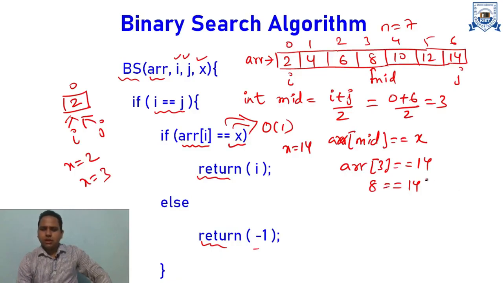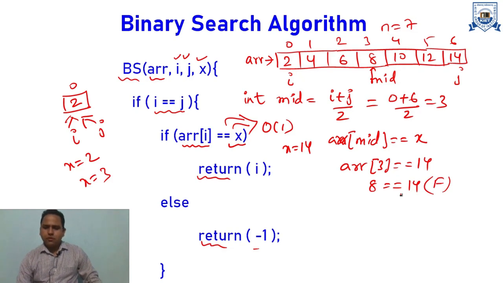Just remember, if mid is equal to our desired element, that is called the best case of binary search. If mid is our X, then in a single comparison we got the answer. If mid is not our element, that means the element lies either on the right half or on the left half. So here we are comparing ARR of mid with X. Here 8 double equal to 14 is false. So that means either our element lies on the right half or on the left half. That we will see.